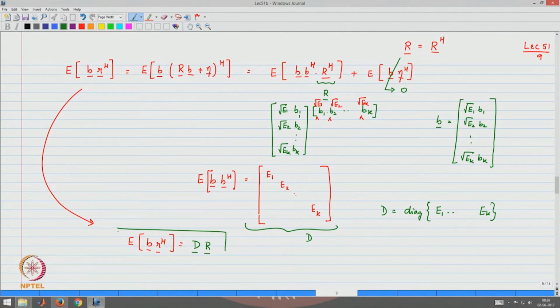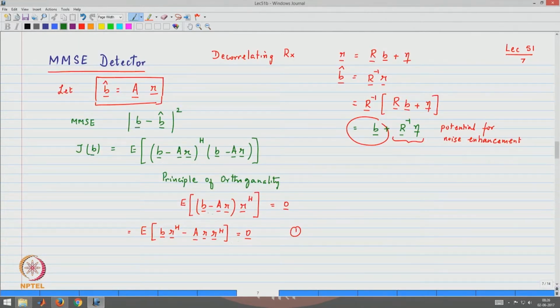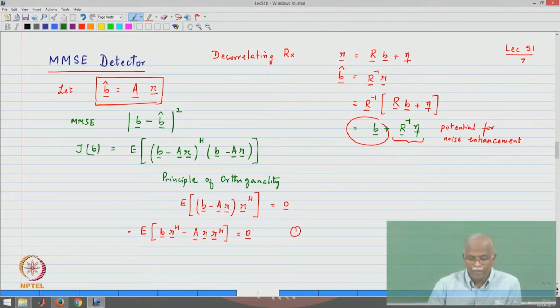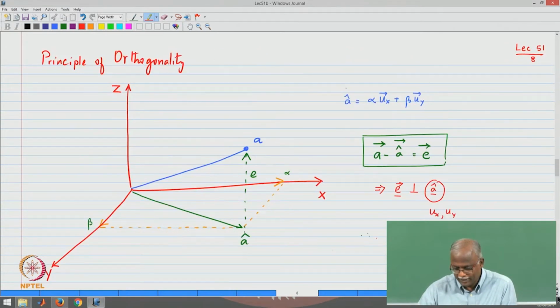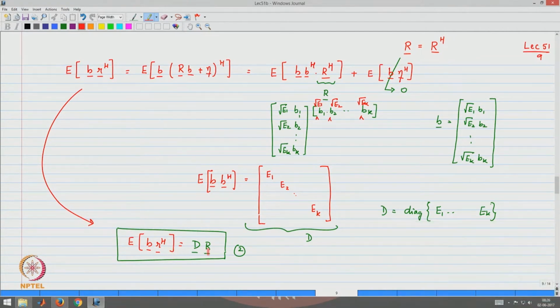So, the first term in the expression is d times r. So, this is equation 2. Going back to the expression, we are trying to write down an expression based on the principle of orthogonality. The first term was b times r Hermitian, the second term was a times r Hermitian. We are trying to get expressions for both. We have now completed getting the expression for b times r Hermitian in terms of d times r. Let us move on to the next term in our expression.